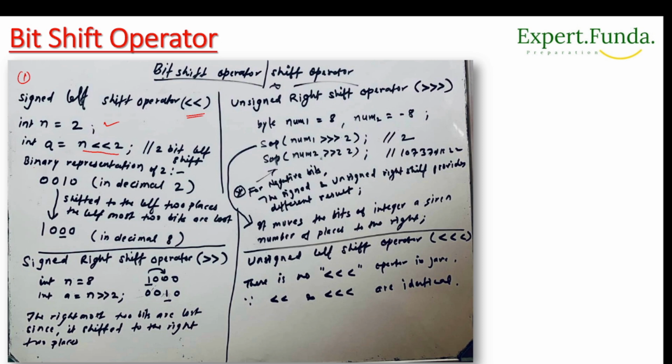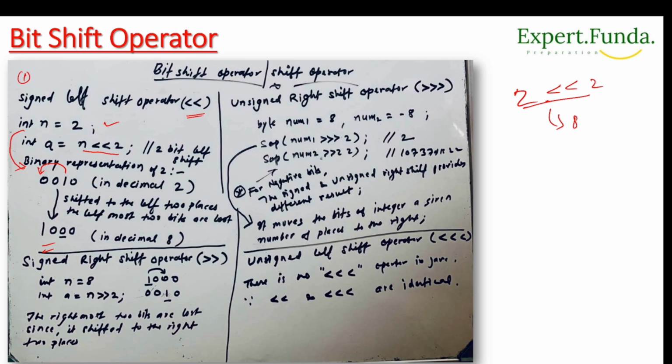For the binary representation of n, n equal to 2 is 0010. If we shift this 2 places to the left, it will become 1000. In decimal it will become 8. So if we have 2 and we want a left shift of 2, it will become 8.